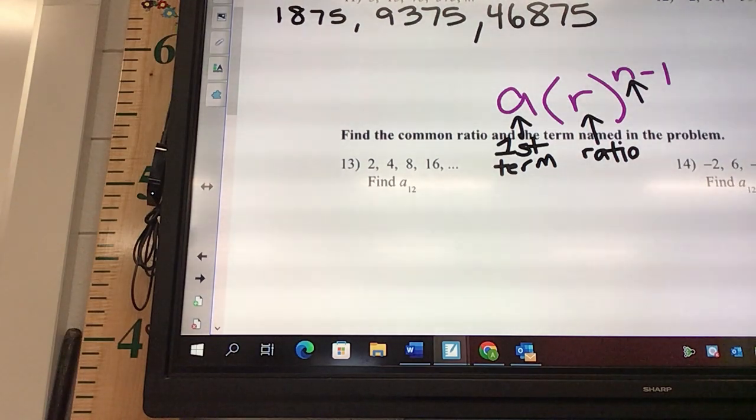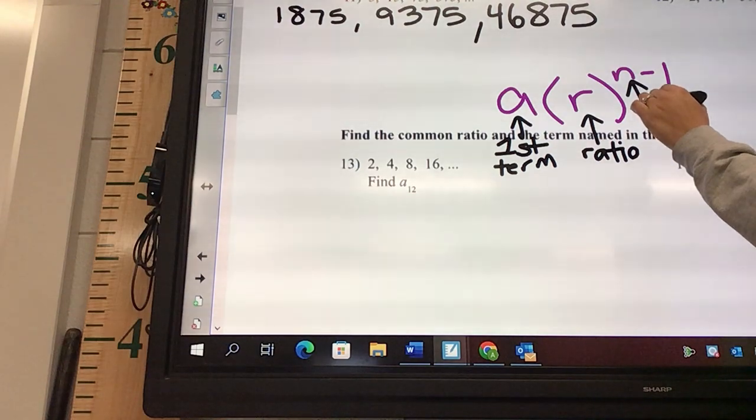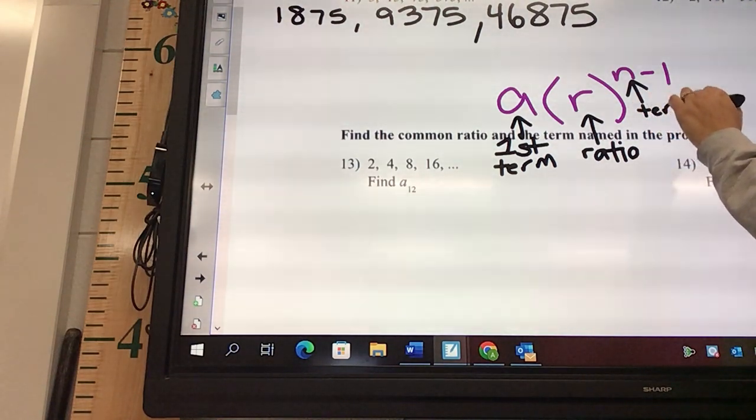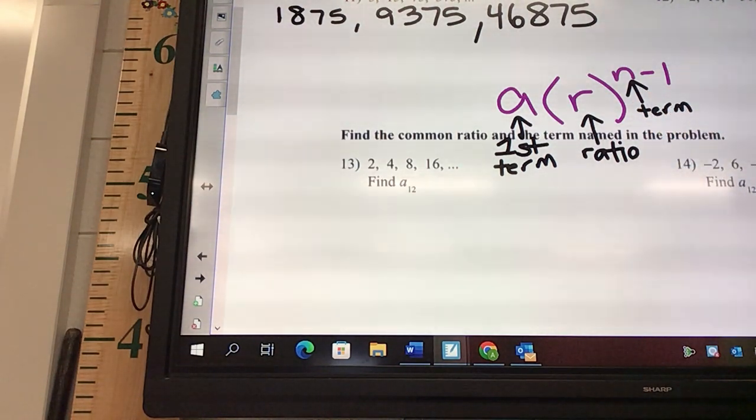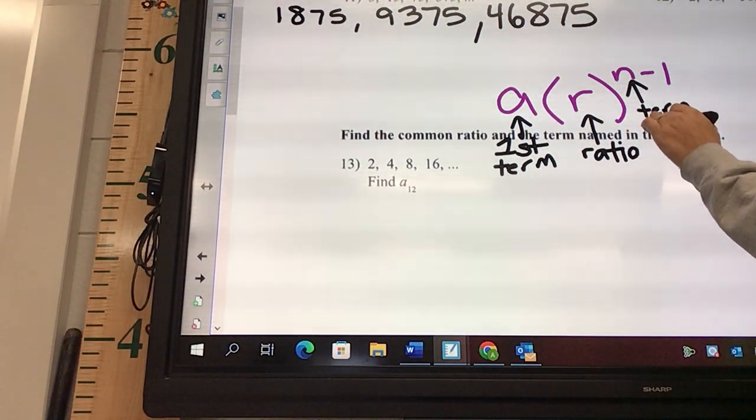So this is the one that you need to find. So this is the term, what do you want to call it? The term number, I don't know.